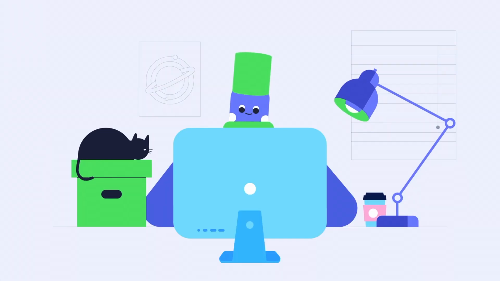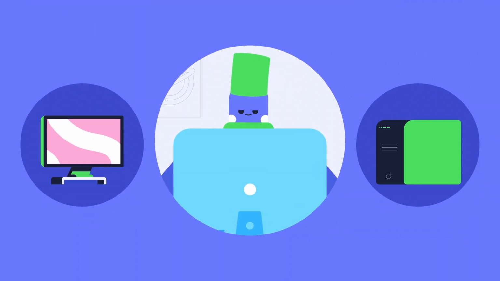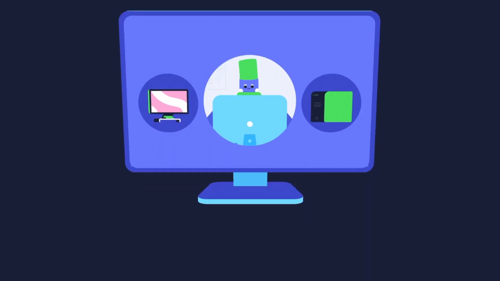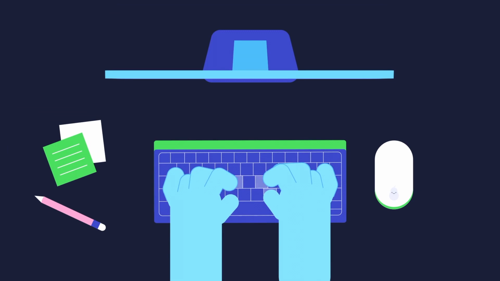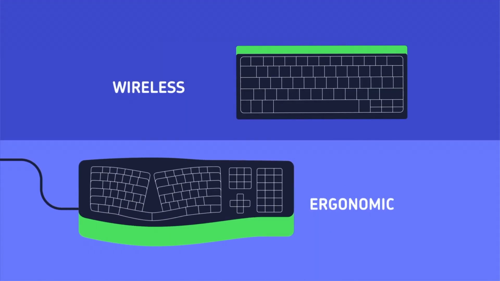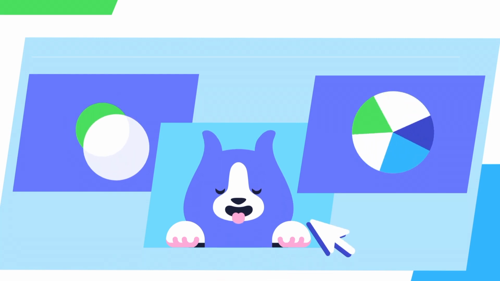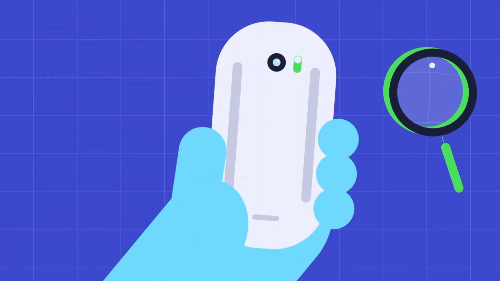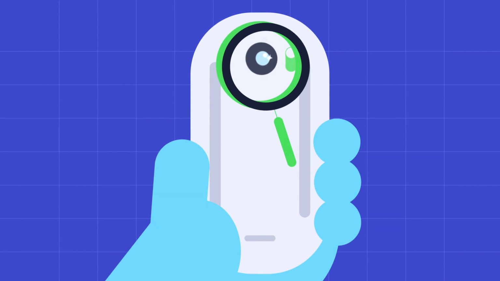All-in-one models are even more compact since they combine the monitor and the computer case into a single unit. To interact with your computer, you'll need a keyboard and a mouse. Keyboards come in many different styles, including wireless and ergonomic. The mouse is used to control the mouse pointer on the screen, so you can click and interact with your computer. Most mice detect movement using an optical sensor on the bottom. Underneath, you'll find a small electronic eye.